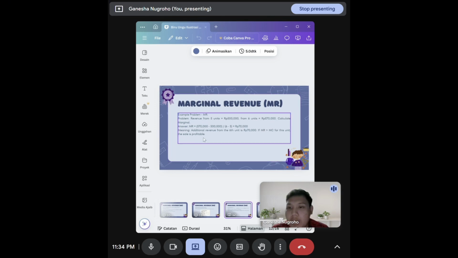Marginal revenue example problem: revenue for 5 units is 500 and for 6 units is 570. Calculate marginal revenue: 570 minus 500 equals 70. The marginal revenue from the 6th unit is 70. If marginal revenue is more than marginal cost for the unit, the sale is profitable.